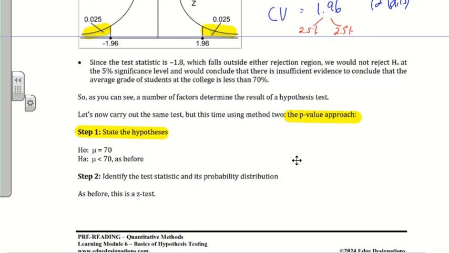Step 1, state the hypothesis, same story. The alternative hypothesis is that the students' average mark is less than 70. Identify the test statistic as well as the probability distribution. It's a Z test.